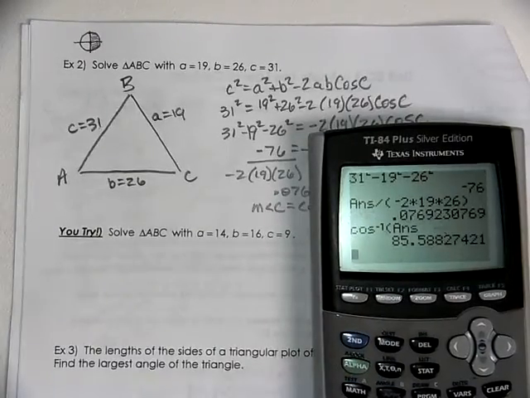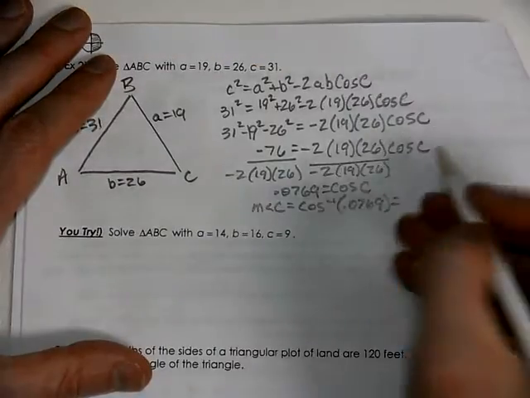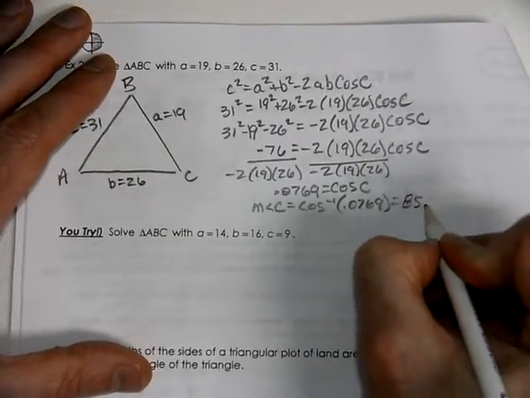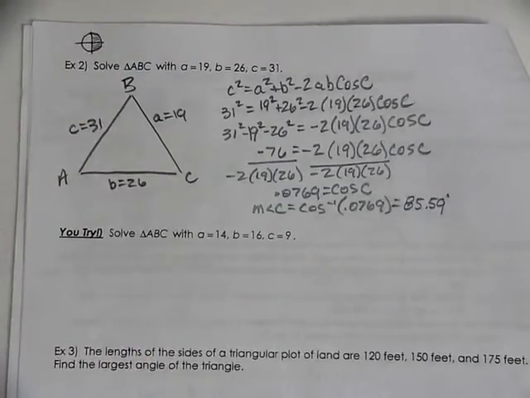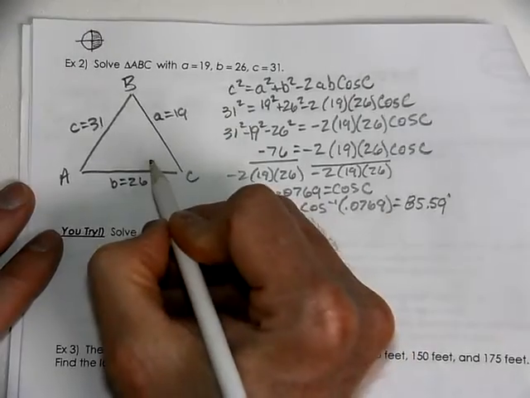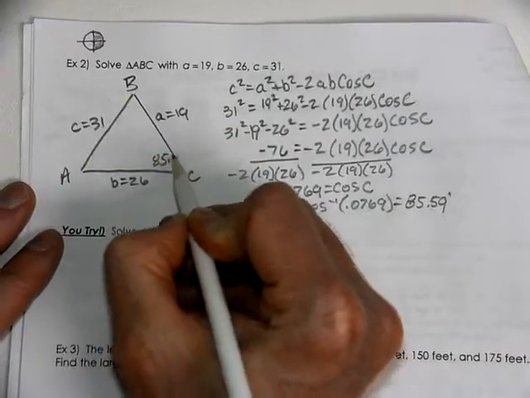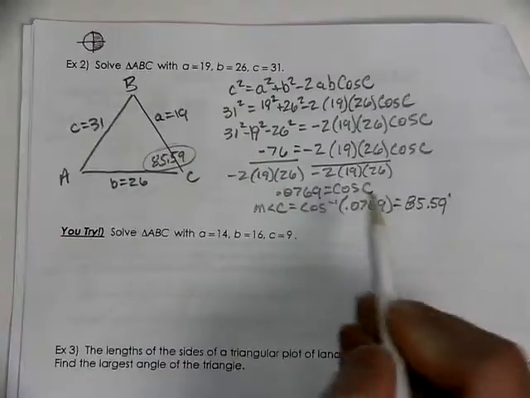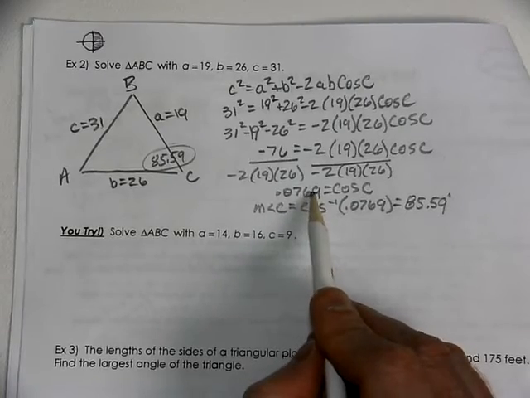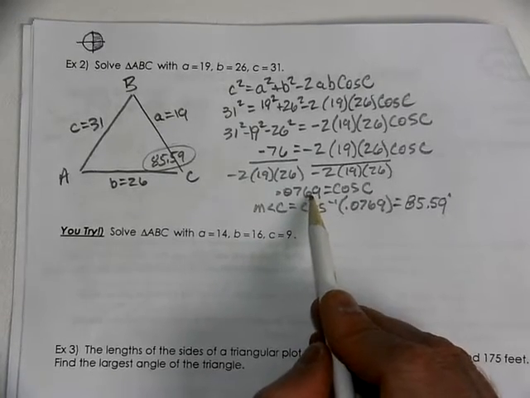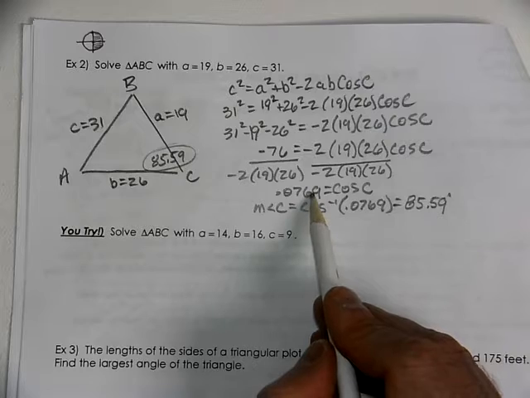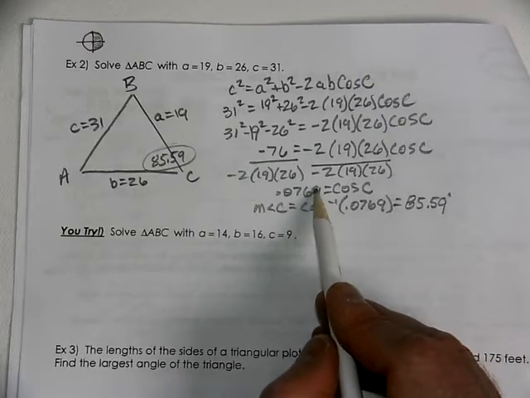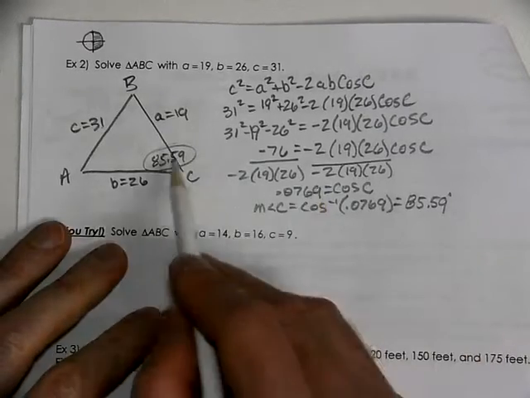Cosine inverse gives you 85.59. So that's our angle C. So that was not obtuse. We kind of knew that because our value here was positive. That means it's in the first quadrant. That means it's acute.